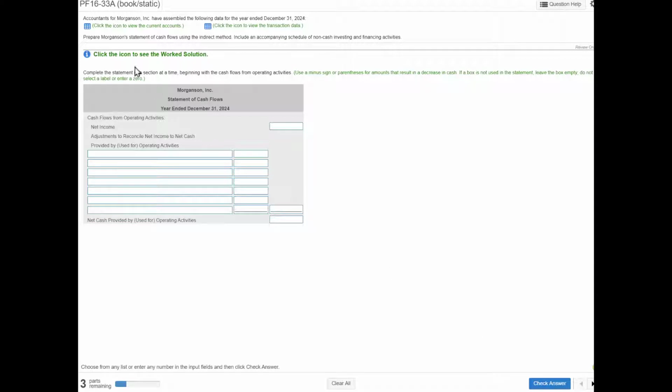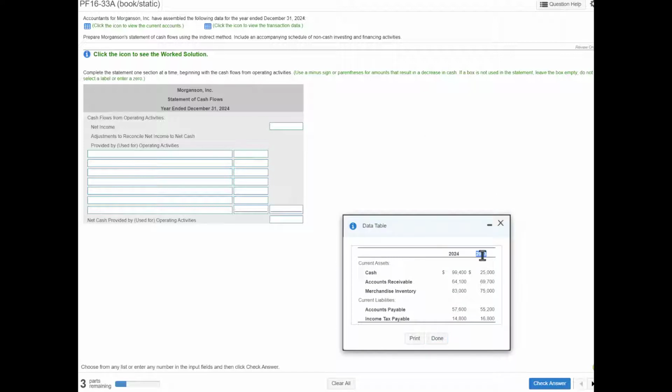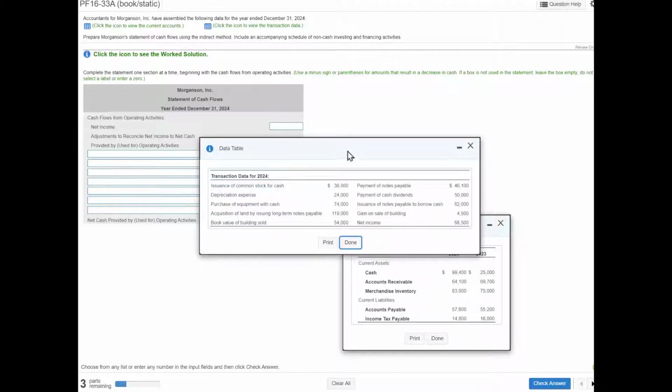Problem 16-33, we're going to do the whole statement of cash flows. So accountants for Morganson Incorporated have assembled the following data for the year ending December 31st, 2024. So we've got some current accounts. Here's a prior year. Here's a current year. We got current assets and current liabilities. And then we've got a data table.